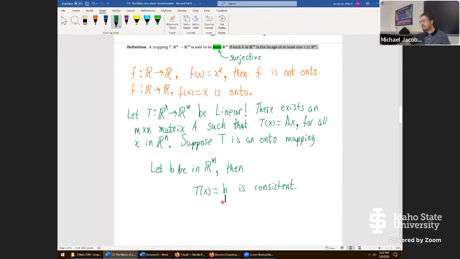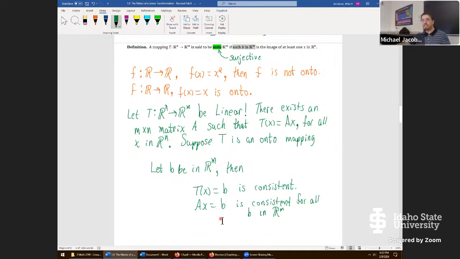Let's explain this line right here. This has to be consistent because it says it will be the image of at least one X. There has to be an X, so the B is the image of it under the transformation T, meaning this just has to be consistent. But hang on, that's then consistent. A of X equals B is consistent for all B in the codomain Rm. That's because they said each B. That's like saying every single vector B has this property.